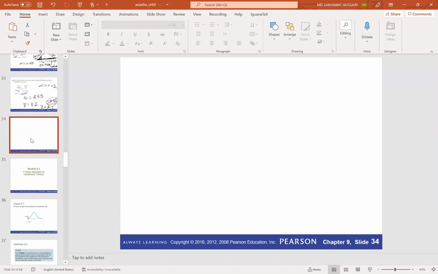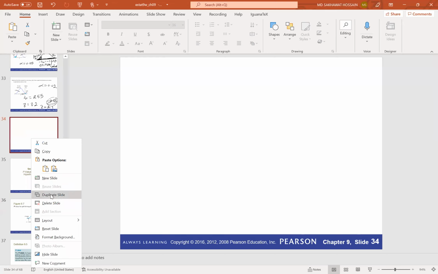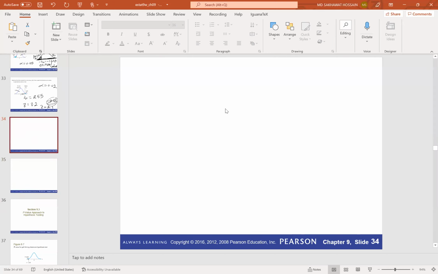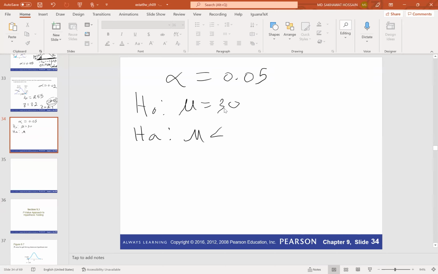Okay, so let me give you some more examples. For example, the alpha is 0.05. The null hypothesis is mu equals 30, and the alternative is mu less than 30. And the test statistic is 1.69.